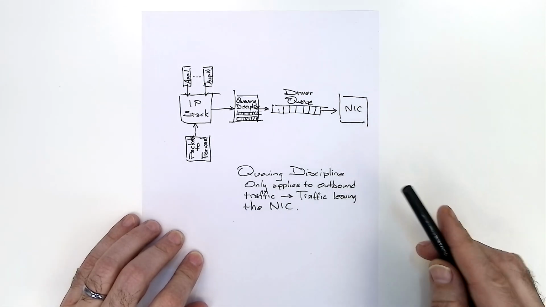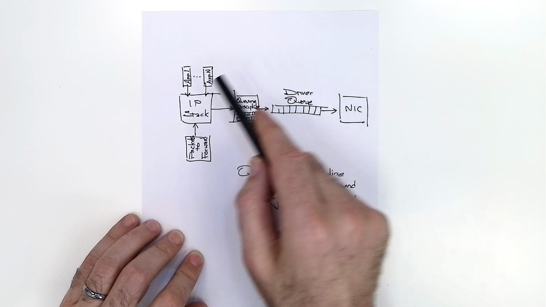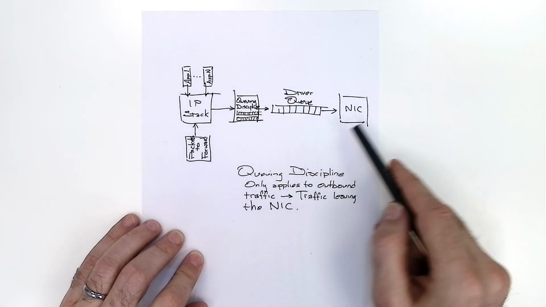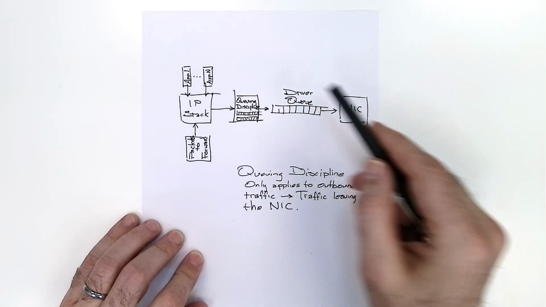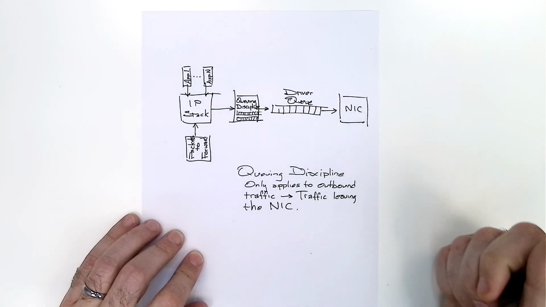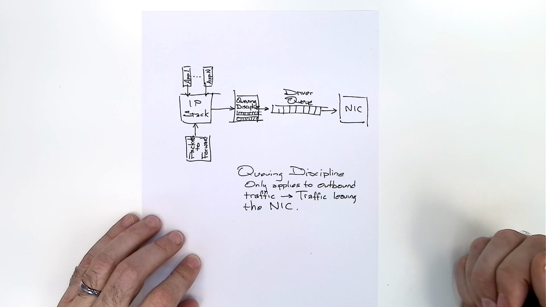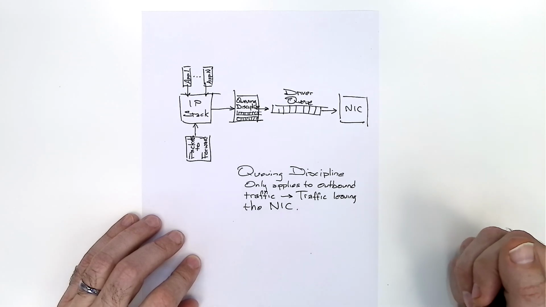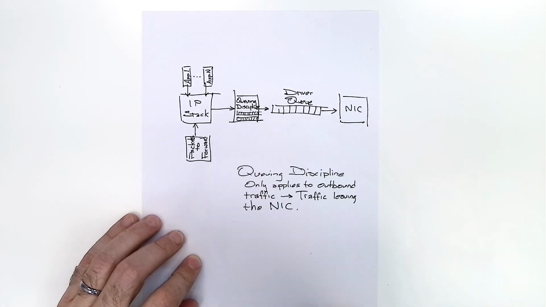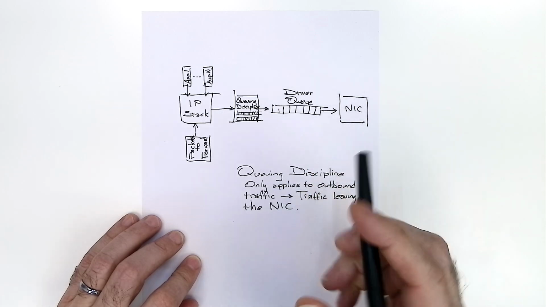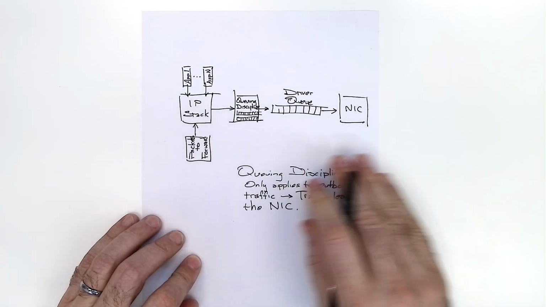The problem is then you've got the NIC saying, I'm ready, and the OS saying, okay, here's more data. And the NIC saying, I'm ready, and the OS saying, here's more data. And that introduces a delay that's unnecessary. And so the way Linux does this is they have this idea of a queue, a driver queue that's between the IP stack and the NIC.